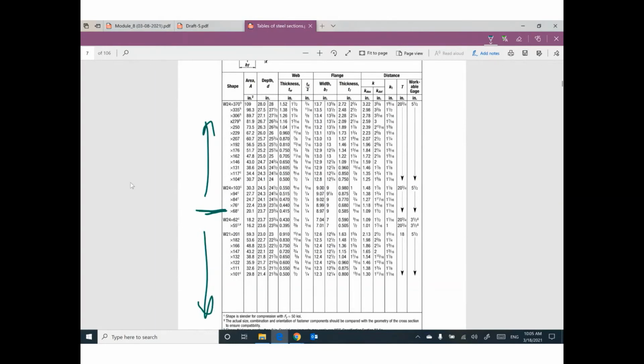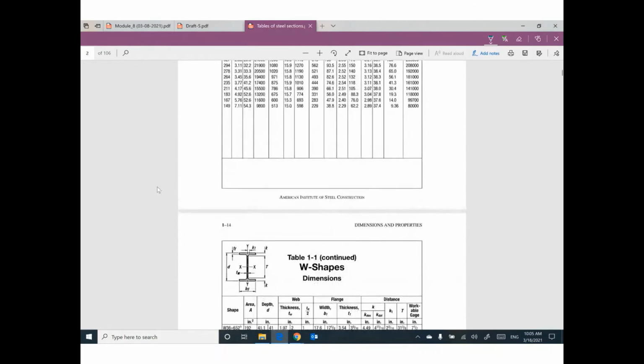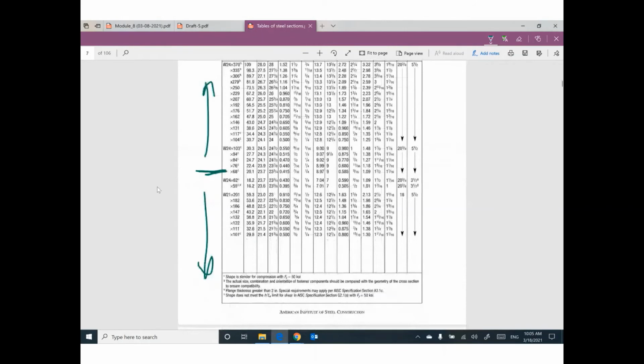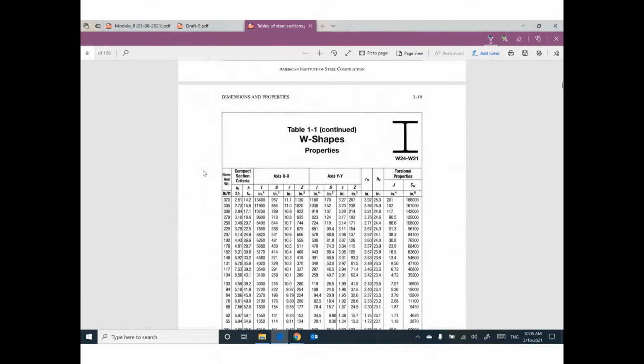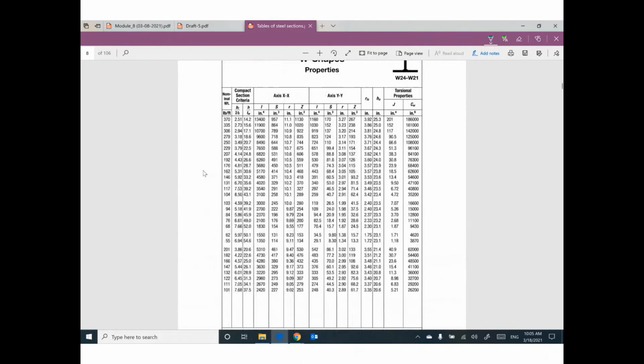Because if you choose the highest cross section in the table, you don't have any guide. But if you select one in the middle, probably you can decide to go up or go down, and you can decide how much you can go up or how much you can go down. So I will select this cross section, W 24 times 68.